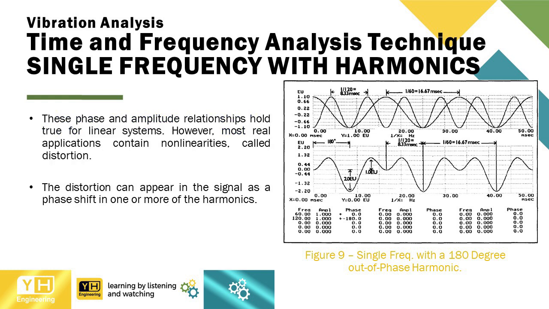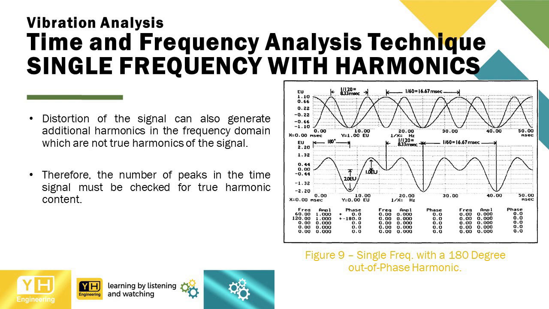These phase and amplitude relationships hold true for linear systems. However, most real applications contain nonlinearities, called distortion. The distortion can appear in the signal as a phase shift in one or more of the harmonics. Distortion of the signal can also generate additional harmonics in the frequency domain which are not true harmonics of the signal. Therefore, the number of peaks in the time signal must be checked for true harmonic content.